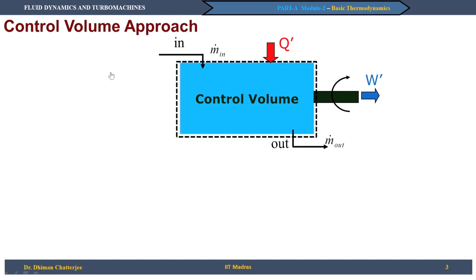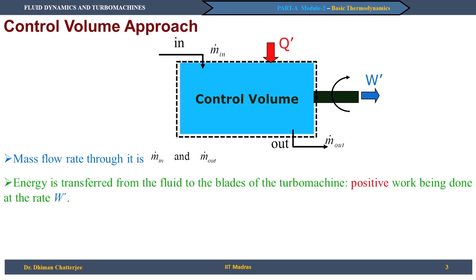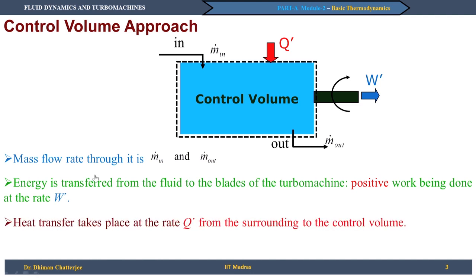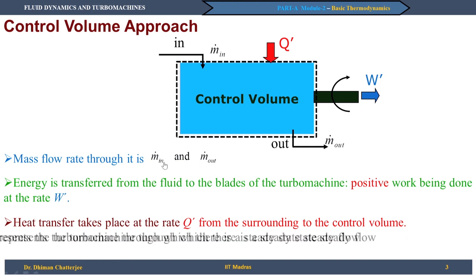So, with this description, we can say that the mass flow in any control volume can be m dot in and m dot out. We can have the energy transfers: by our convention, the work is done by the machine, which is W prime. Please note that we are talking about W prime, which is the rate of work done, and we have taken it as positive, but turbo machines need not always produce positive work. I will come to that shortly. Similarly, we can talk about the heat transfer rate Q prime from the surroundings to the control volume, again following the sign convention that we have adopted.